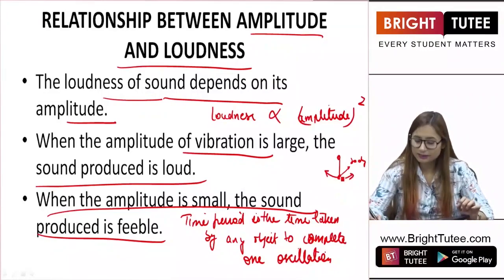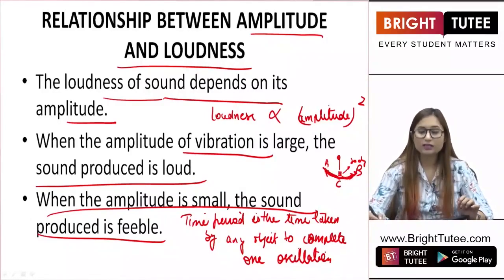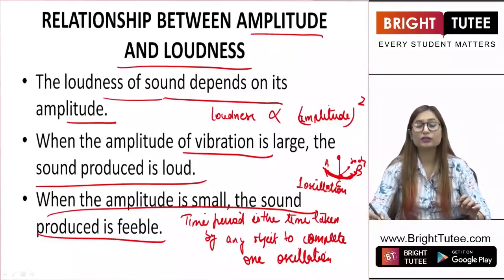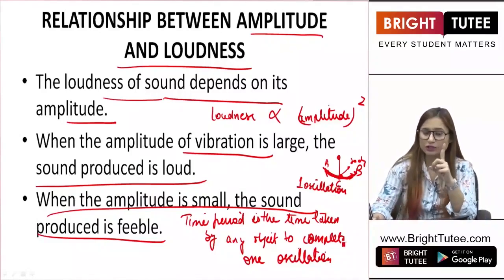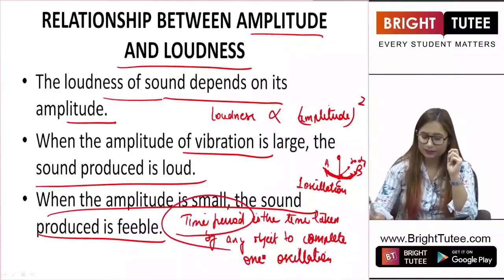Now, the time taken by this body to reach point A, then reach point B, and then reach its middle point C again. The body is moving from C to A, then A to C, then C to B, and then again B to C. This is one oscillation. Right. So, the time taken by this body for one oscillation is known as the time period.